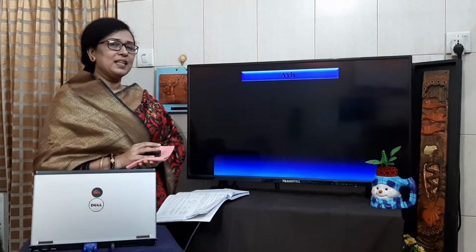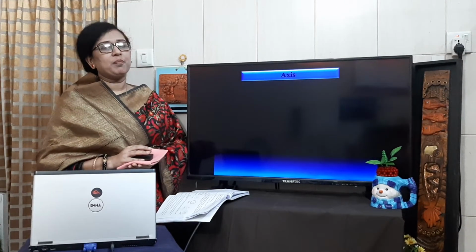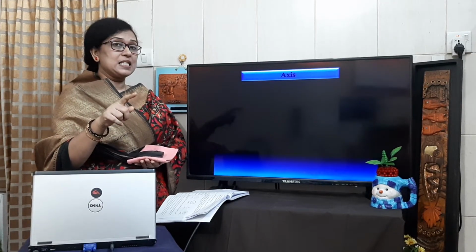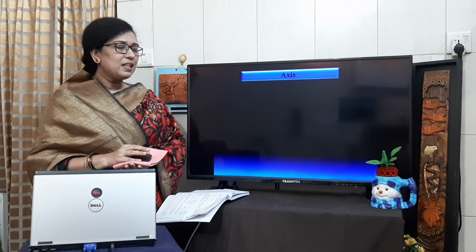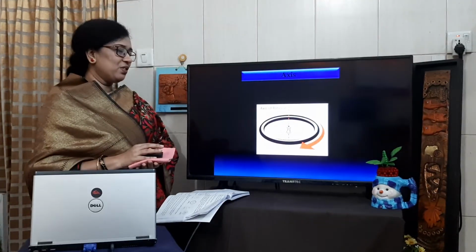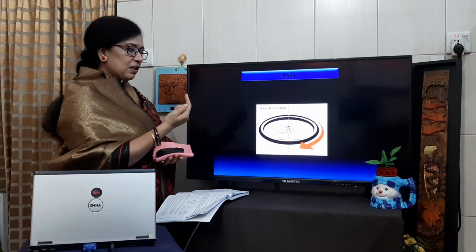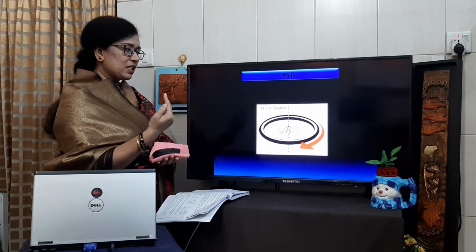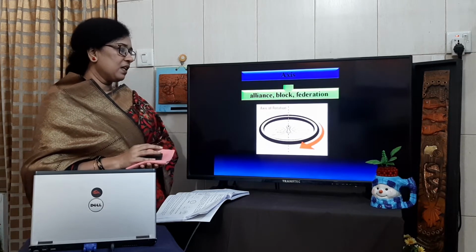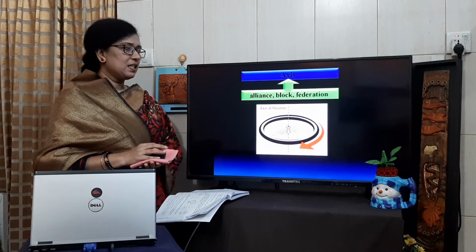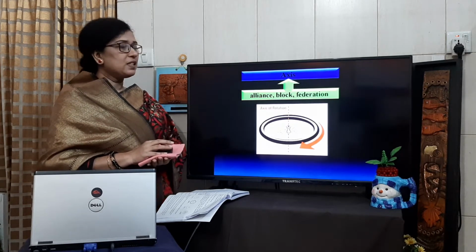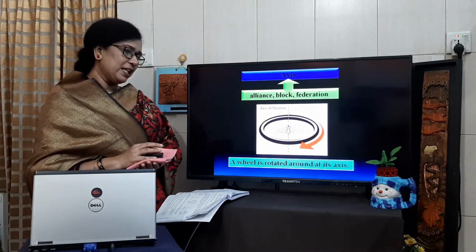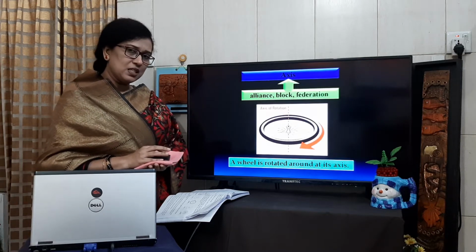The next one, axis. We know that our planet, the earth, rotates on its own axis. Do you know what is the meaning of axis? Yes, the meaning of axis is that around the center, it just only rotates. Alliance, block, federation is also a meaning of axis. And here is an example. A wheel is rotated around at its axis.